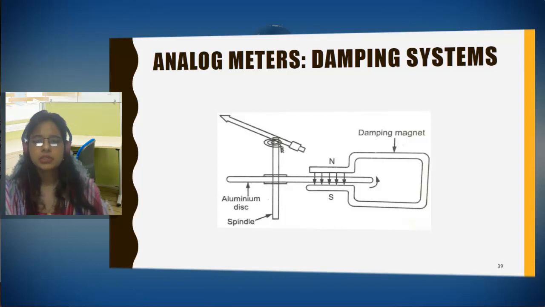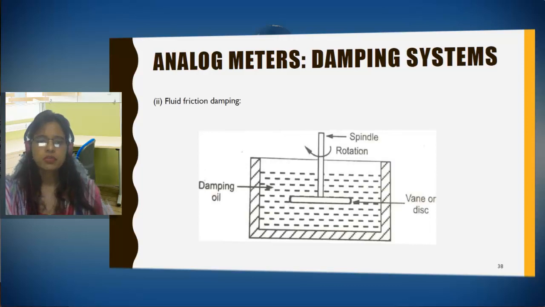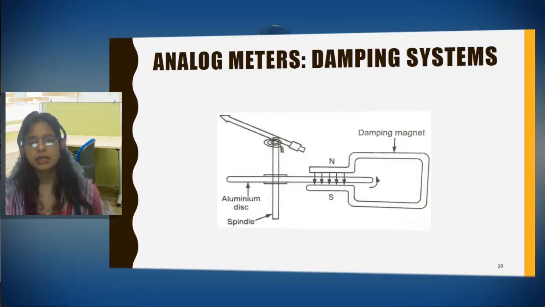Next damping system is known as eddy current damping. Okay, I forgot to mention the name. This is eddy current damping. Now what happens in eddy current damping?